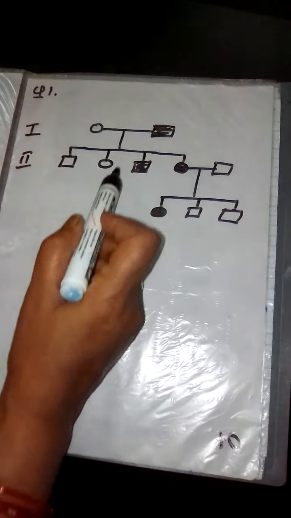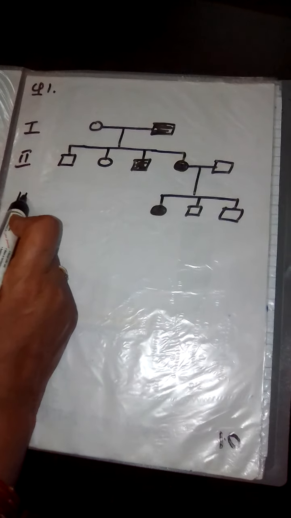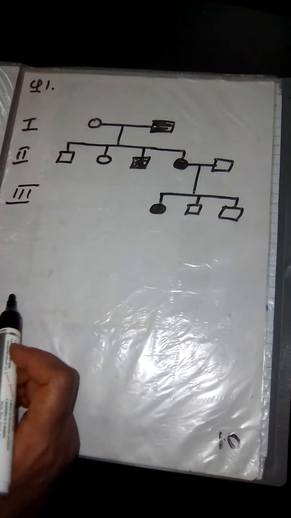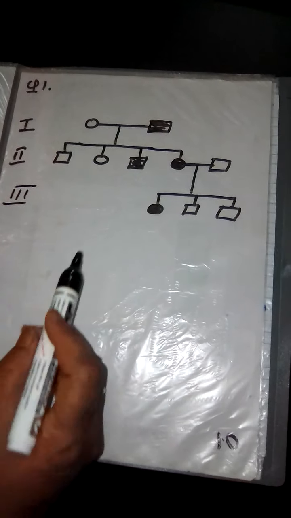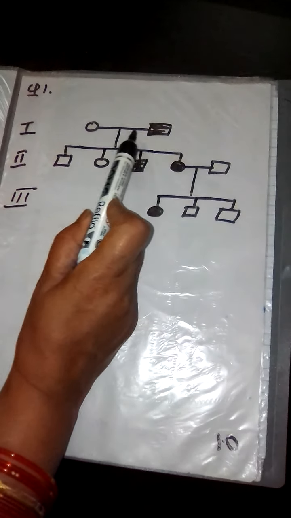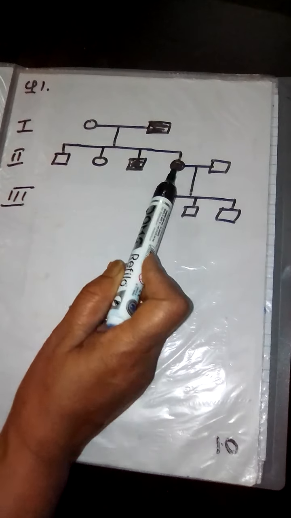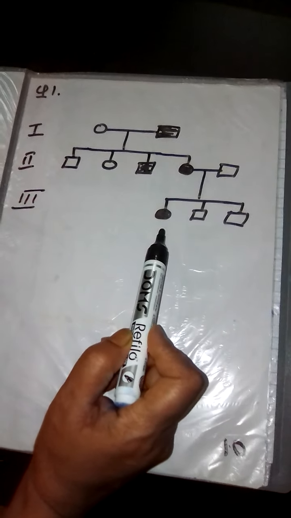Now I will show another pedigree chart. We also have to study this pedigree chart, and you have to again answer the same question: is the trait recessive or dominant? So let's find out. In this generation the disease is there, in this generation also it appears, and in the third. So it is appearing in all generations, it means the disease is dominant.